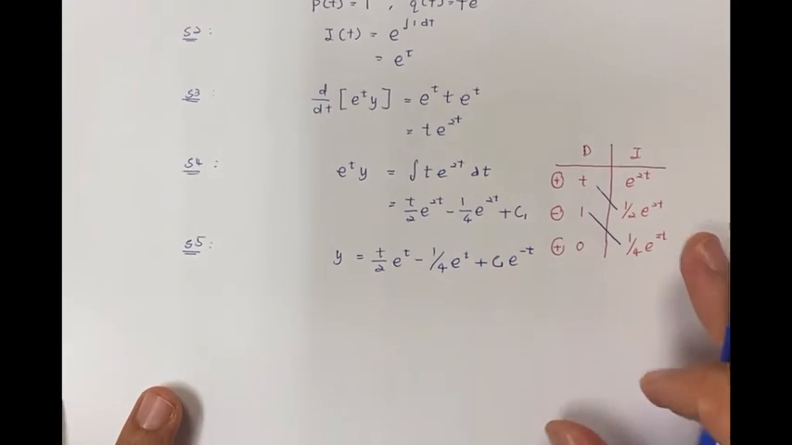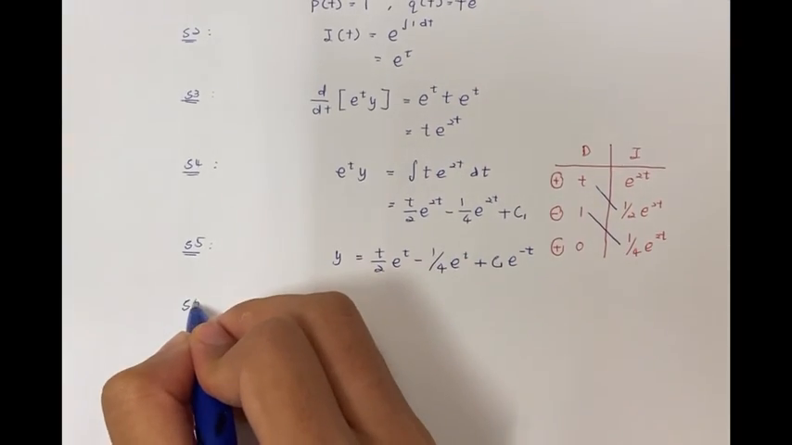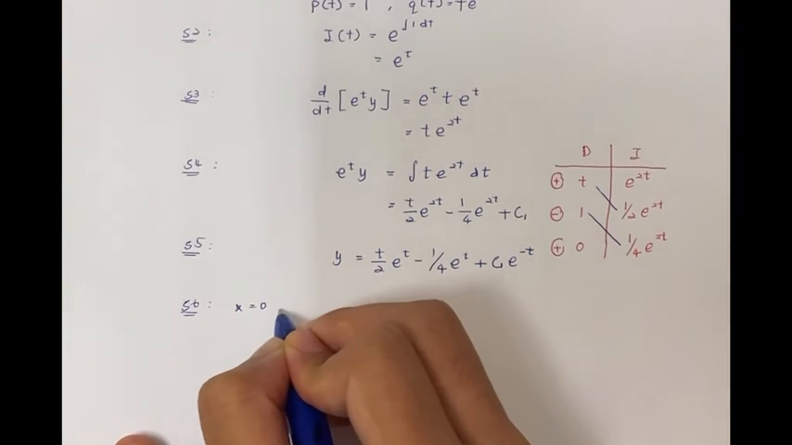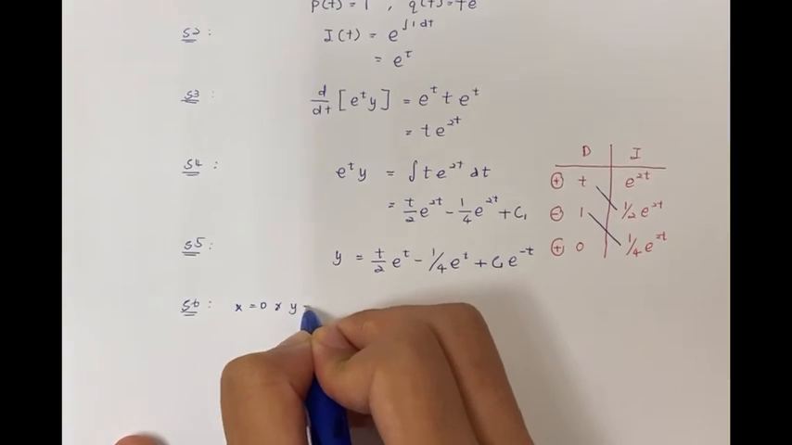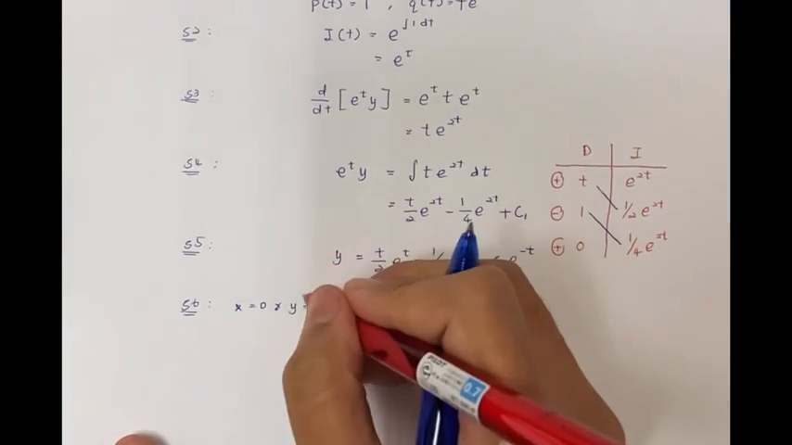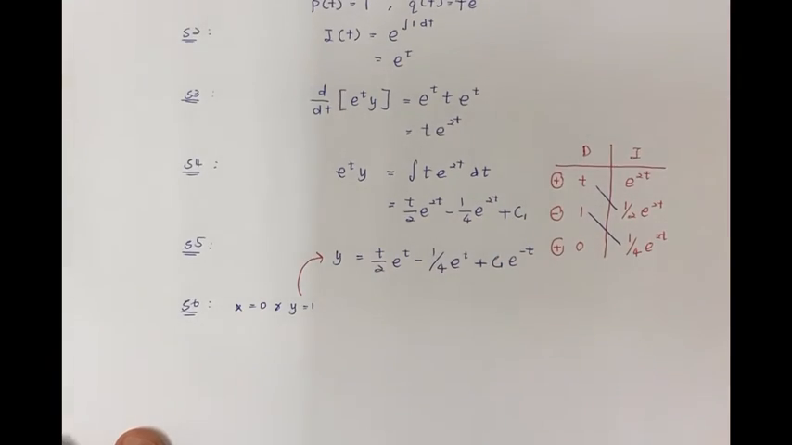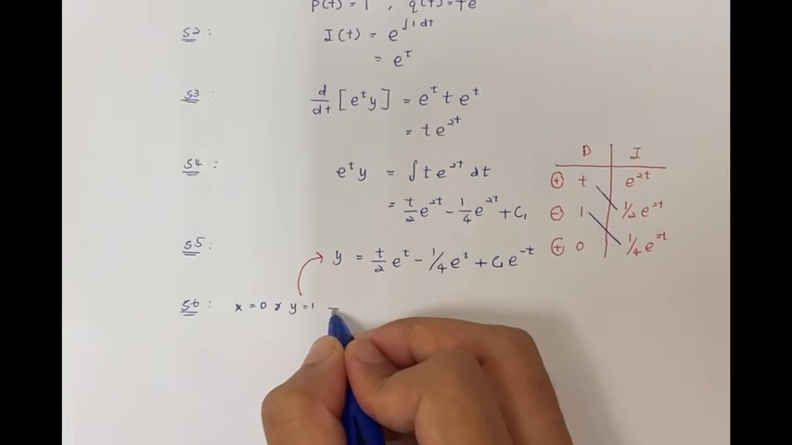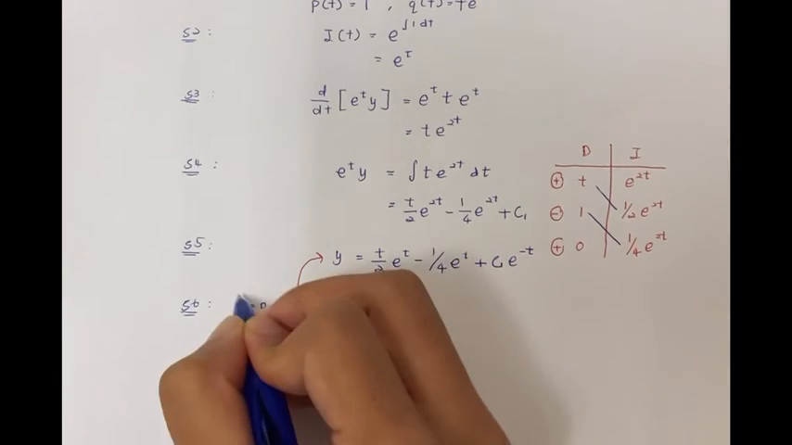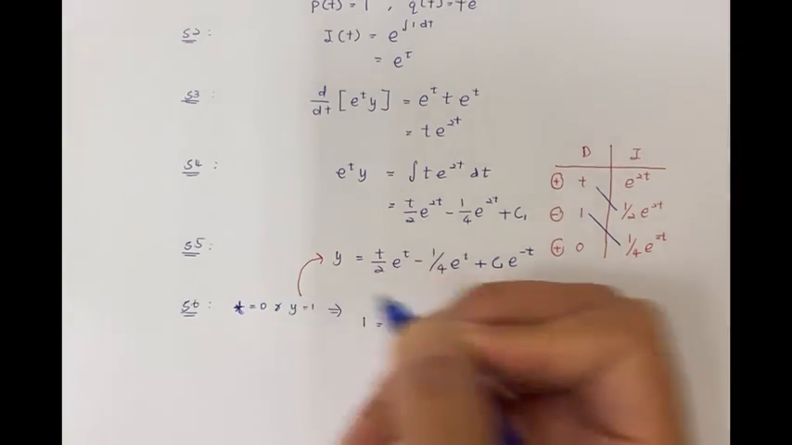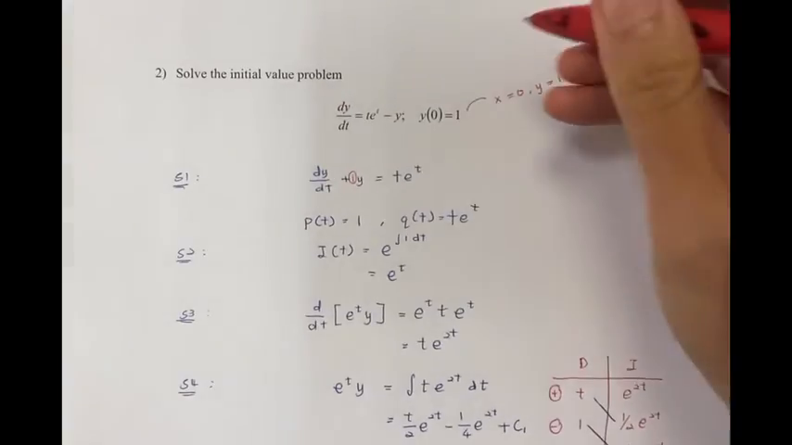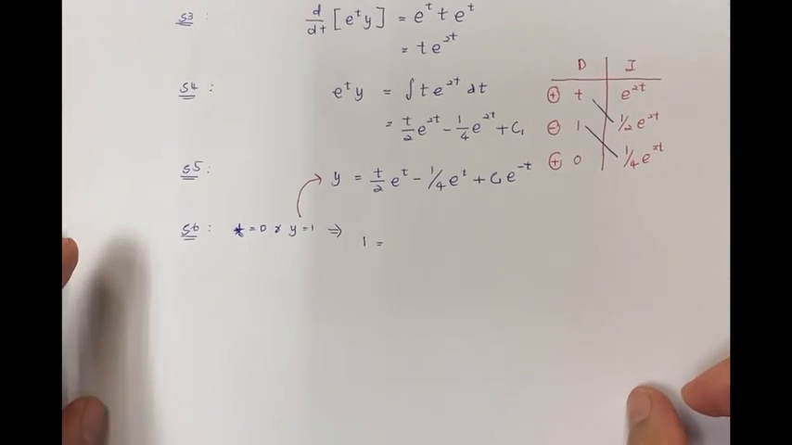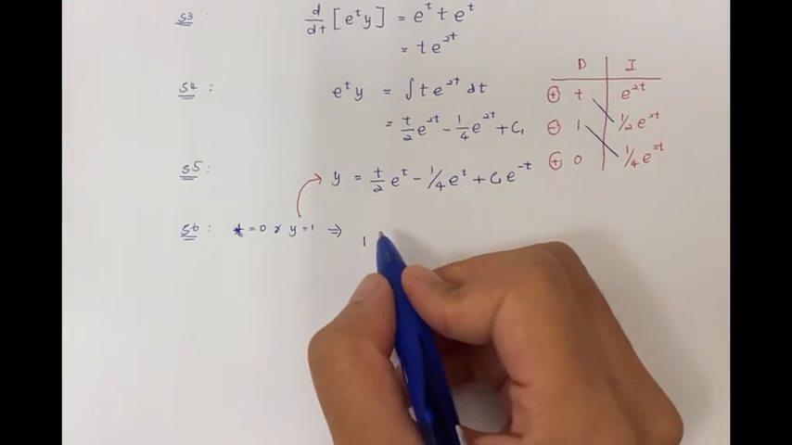So you will have another step, step 6, in which you substitute the value of t equal to 0 and y equal to 1 into the equation in step 5. Sorry, this is t, this is not x, this is t. So t equal to 0, y equal to 1.